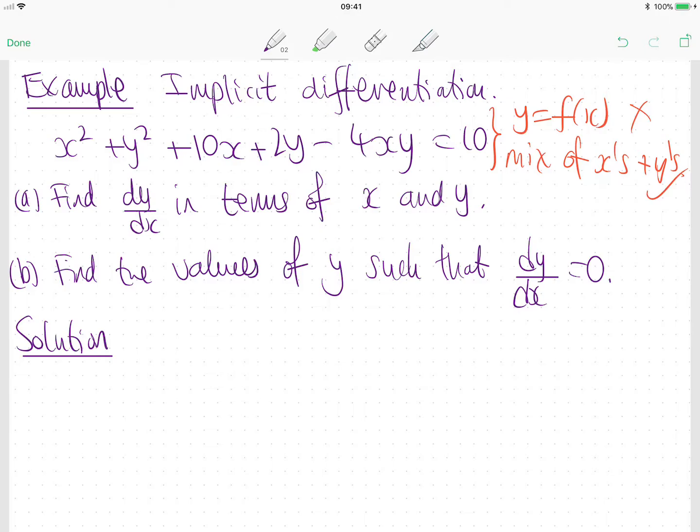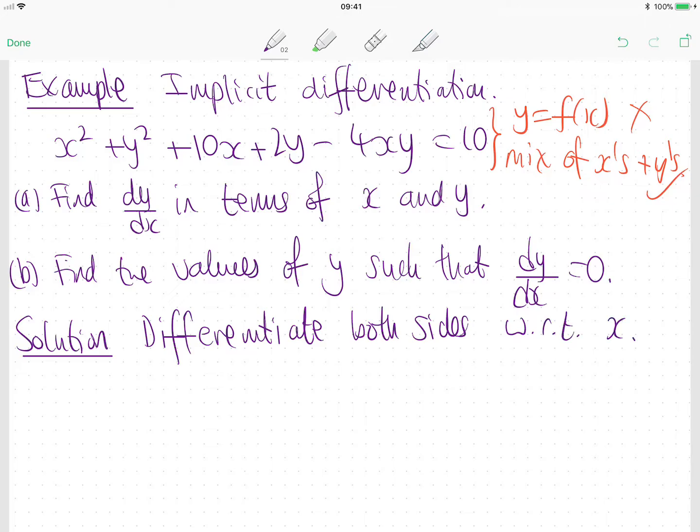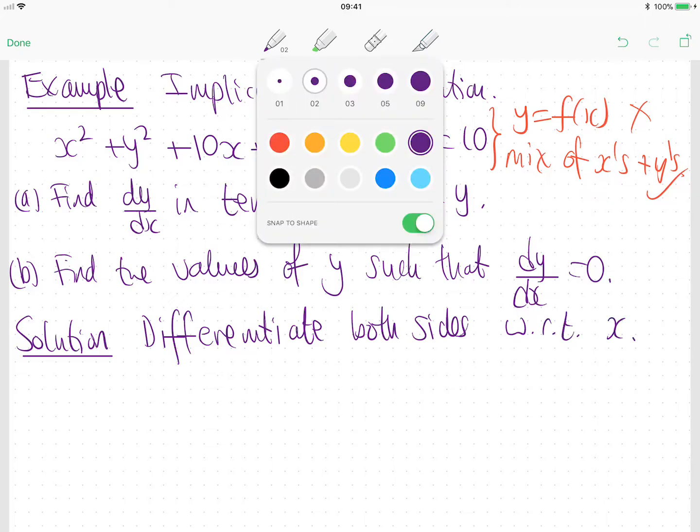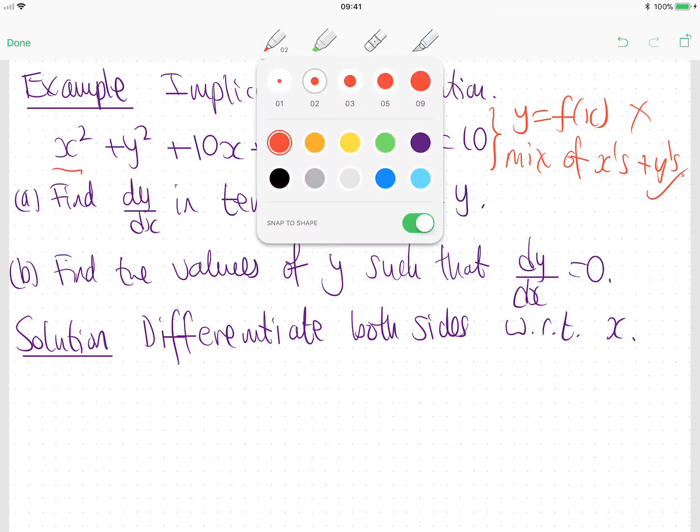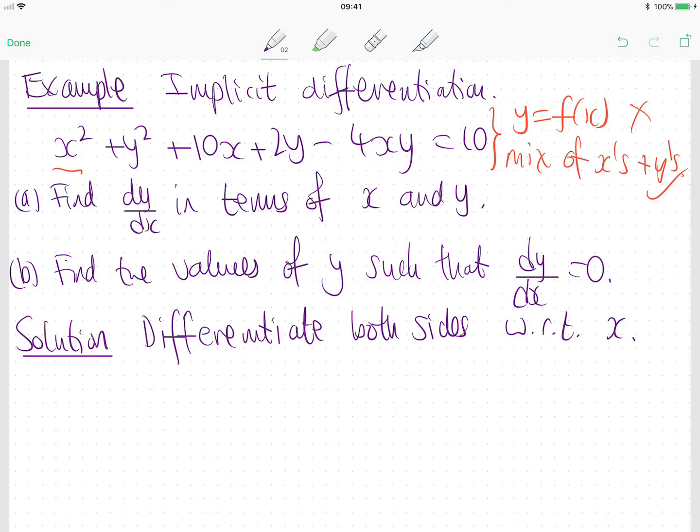Okay, so the approach for finding dy dx is always the same. You just jump straight in and differentiate both sides with respect to x. Okay, so let's start on the left hand side. Differentiate x squared with respect to x, nice and simple, 2x.